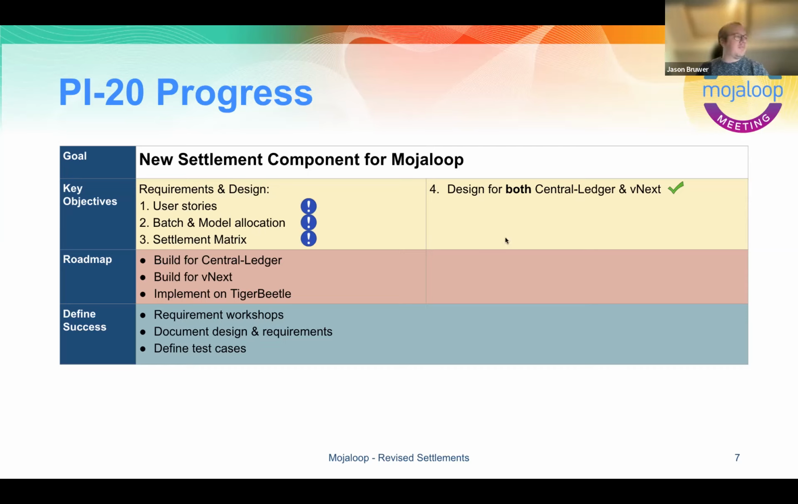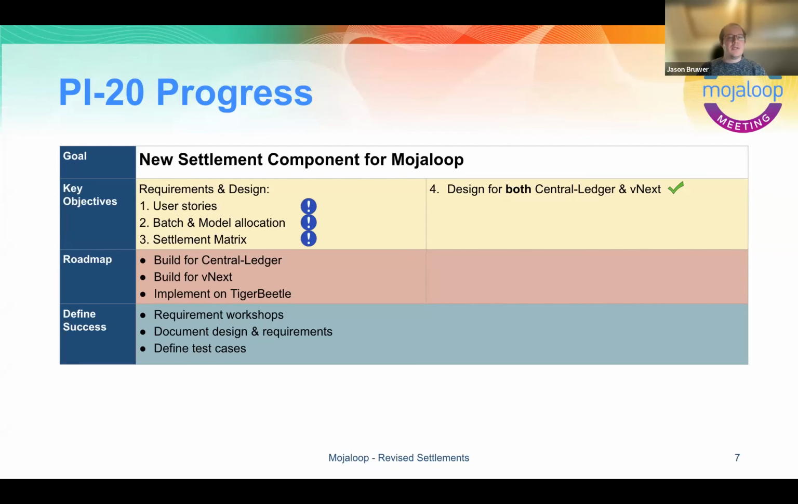And then item number 4 here is, at the start of the PI, it was very important for settlement to be compatible with Central Ledger as well as vNext in terms of the transfers BCs, the participants BCs, etc. And since we are combining the settlement service with vNext, it made sense to prioritize the settlement development in order to support Central Ledger and vNext. So that's a really great thing, I think, that we were able to achieve.